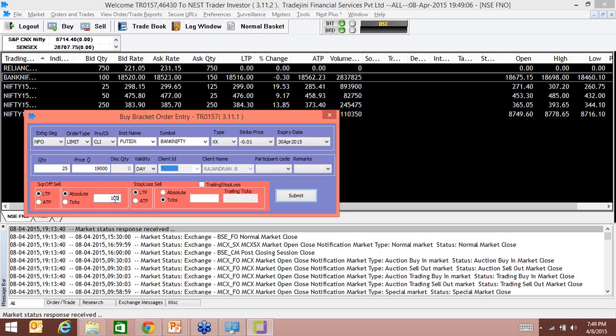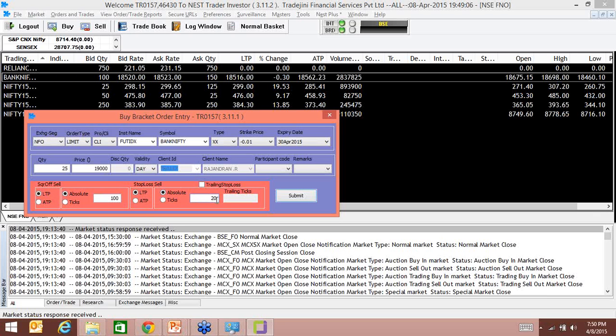Now, in case after buying Bank Nifty at 19,000 it starts falling, obviously we have to enter the stop loss because it's a bracket order. Now, suppose we are putting a stop loss of say 20 points. So 20 points below 19,000 is the stop loss.